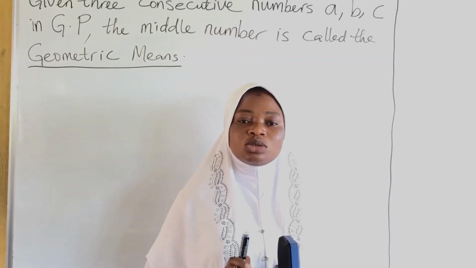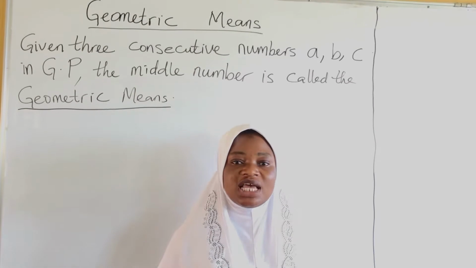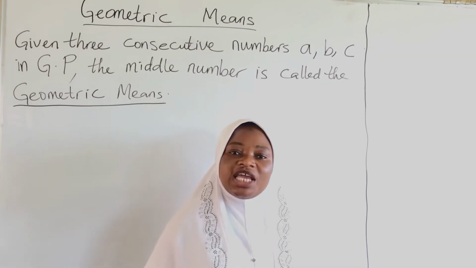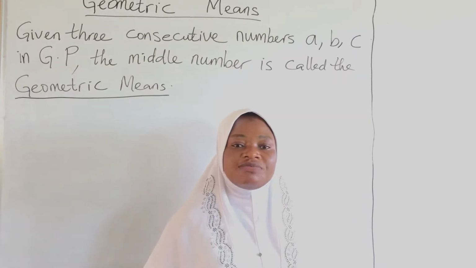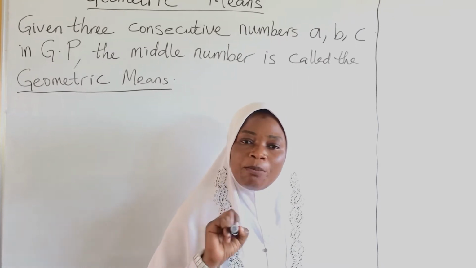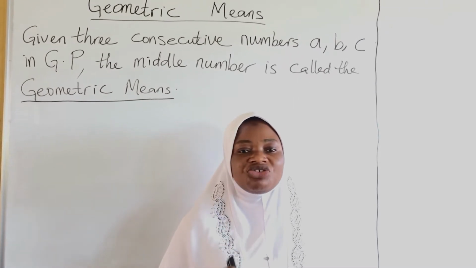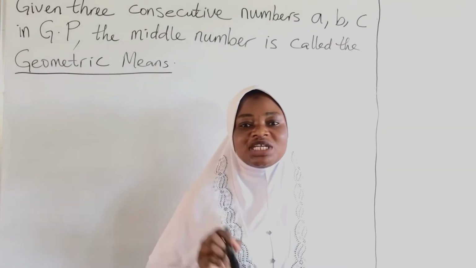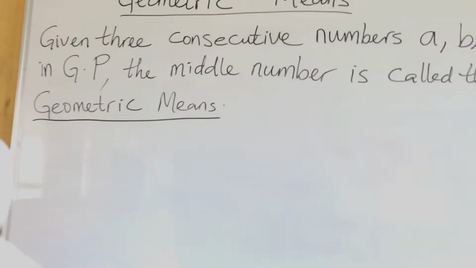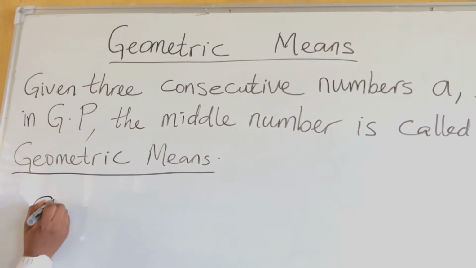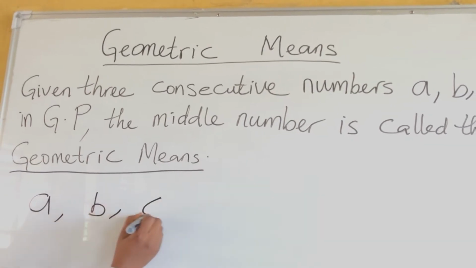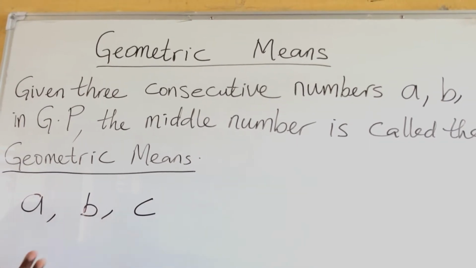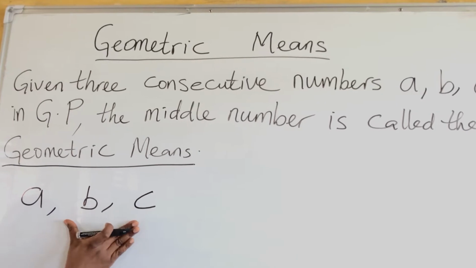In today's class, we want to study geometric means. In GP, if you are given any three consecutive numbers, the middle number is called the geometric mean. Let's have an example for you to understand it better. Given A, B, C, let us use these letters to represent the three consecutive numbers.